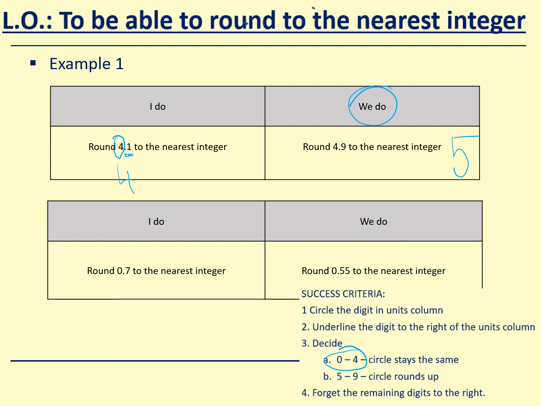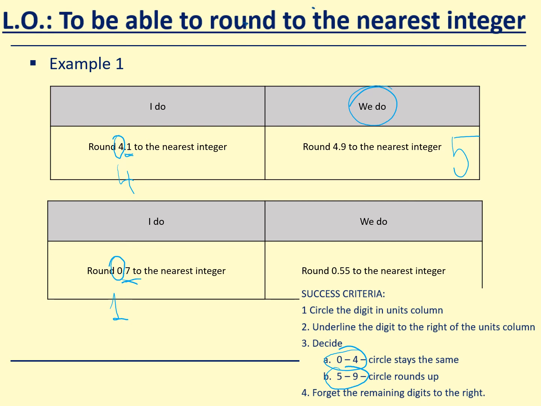I will do one more question and then it will be your turn again. Round 0.7 to the nearest integer. Again, I will circle the digit in the integer place value. It's 0. Underline the digit after that. It's 7. So 7 is between 5 and 9. So the circled digit rounds up. So I add 1 to it. So instead of 0, I have 1. And everything after that is 0. So it would be 1.0, but I don't need to write it, so it's just 1.